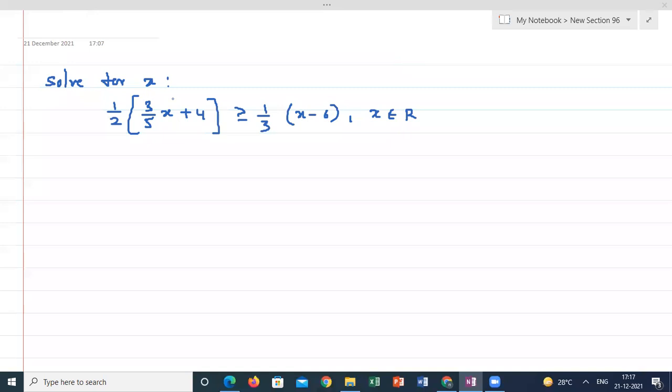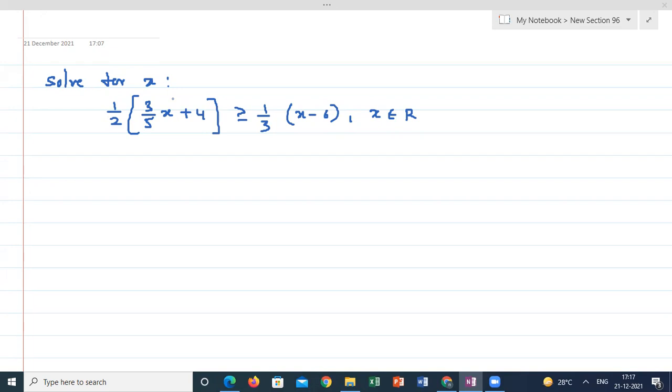Anyone got the answer? Sir, minus infinity to 120, closed interval. Correct. Minus infinity to 120 closed interval, or x is less than or equal to 120.